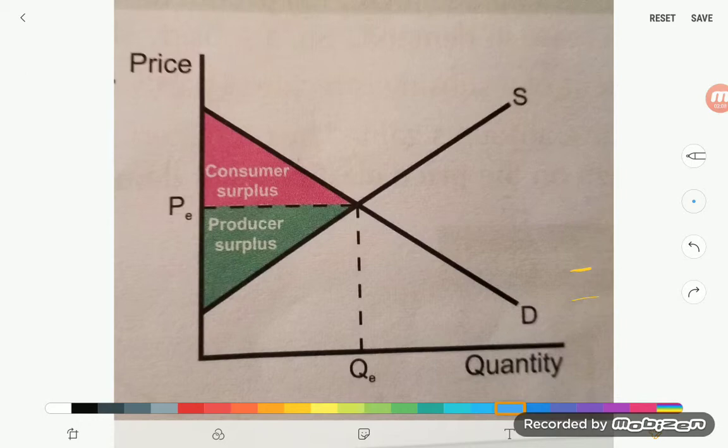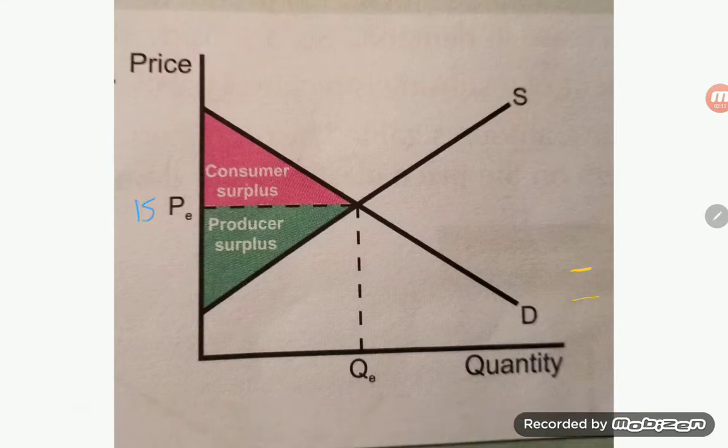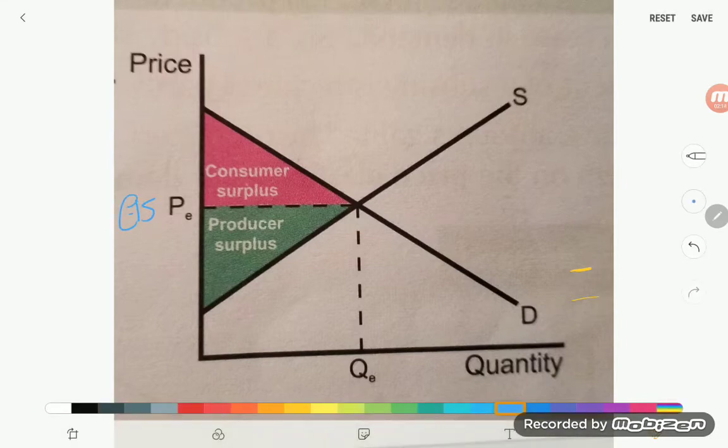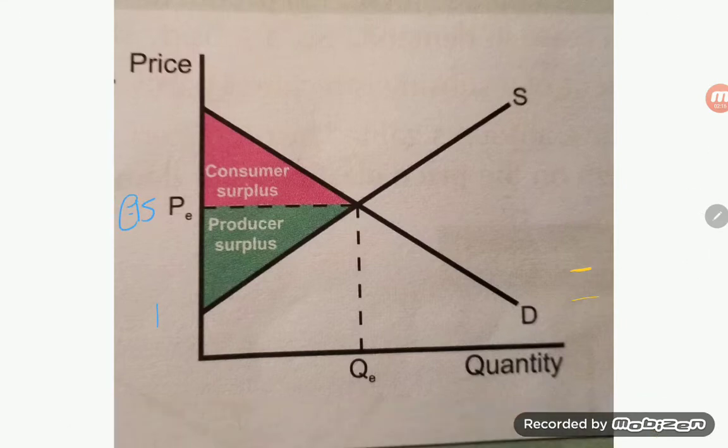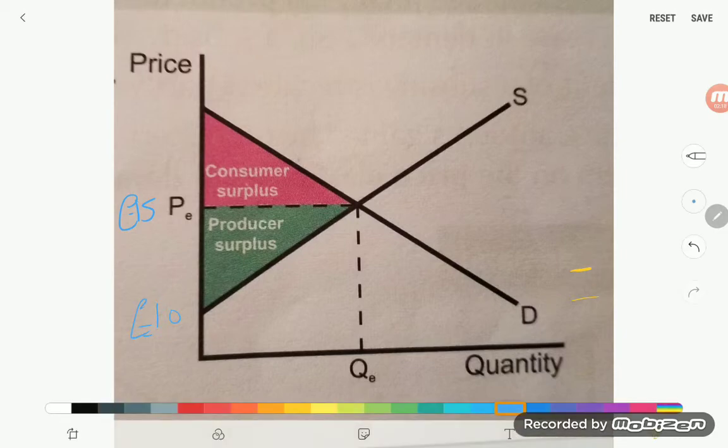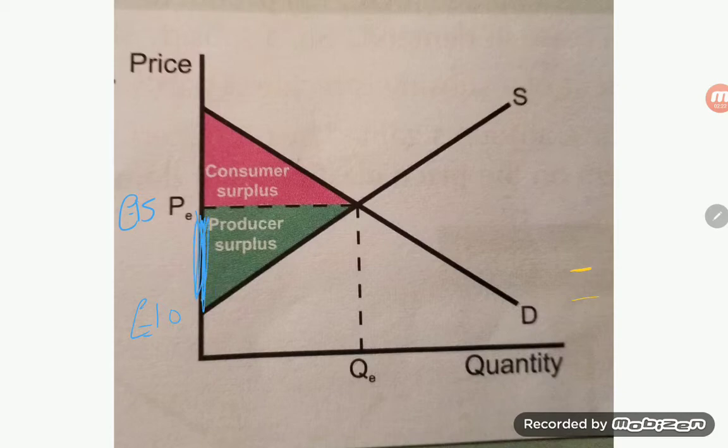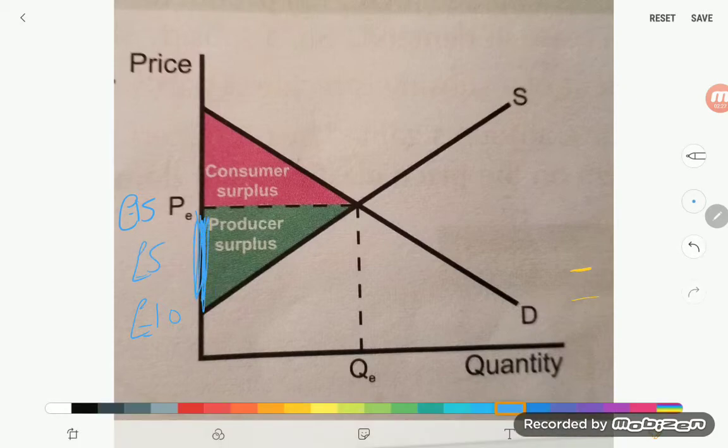For example, if the equilibrium price of a good is £15, but the supplier would be happy to sell for £10, then the producer surplus would be £5. So the producer surplus is the difference between the price that the producer is willing to supply a good or service at and the price that they actually receive for it.